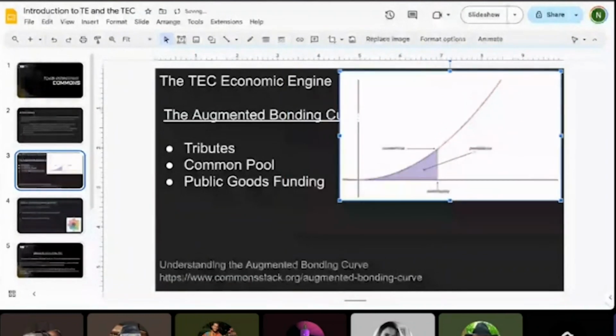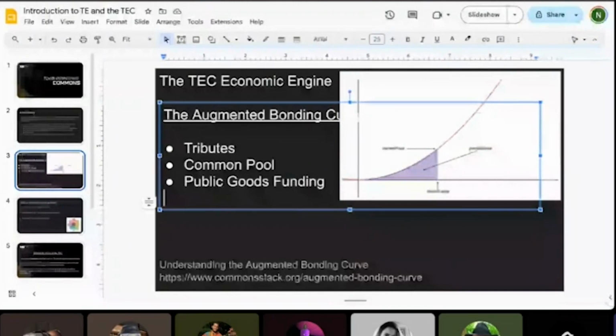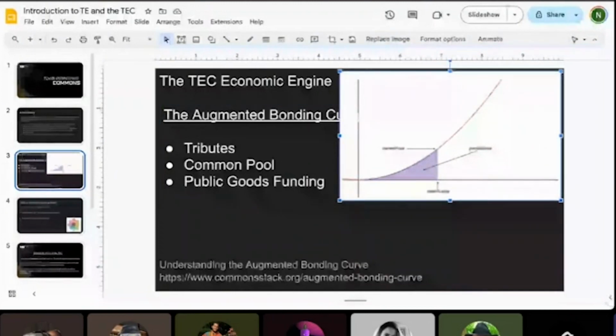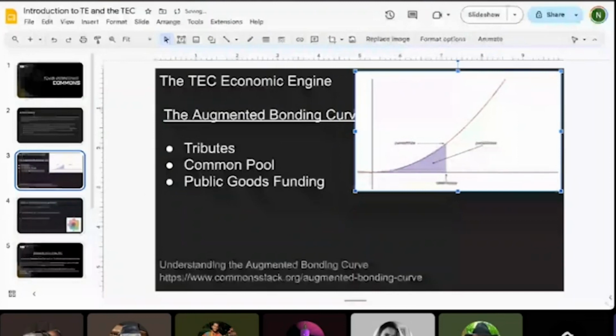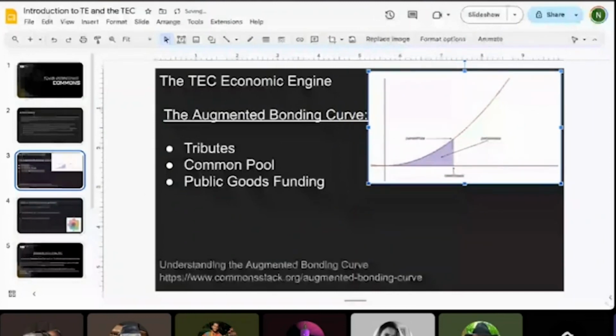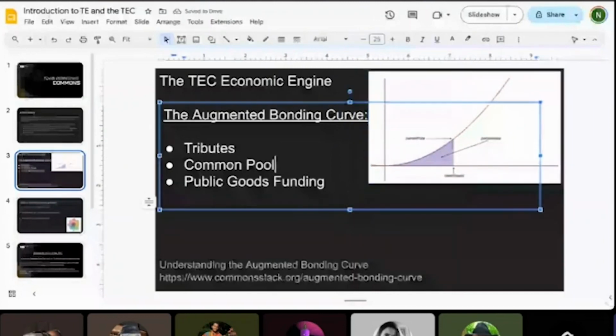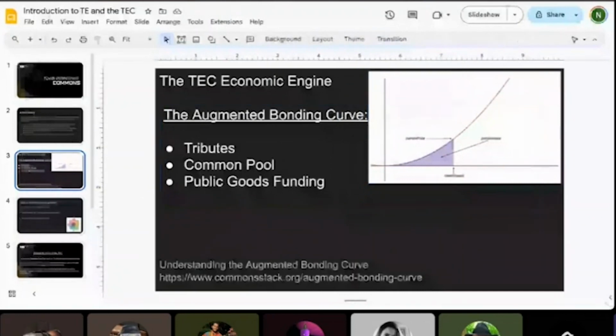And so over time, you have this structure for an economic engine that drives the funding of new public goods. The more utility and the more activity you have on the bonding curve, the more funds you drive towards the common pool, and that means more money to manage. And so this is what really attracted me to the TEC when I first started to implement this.